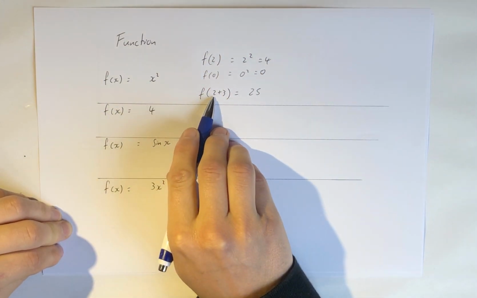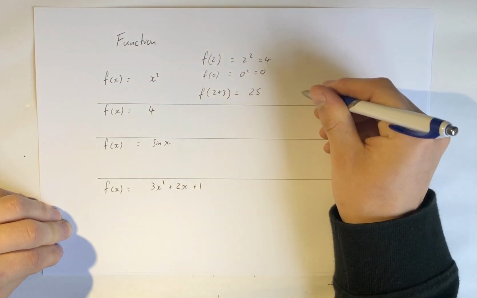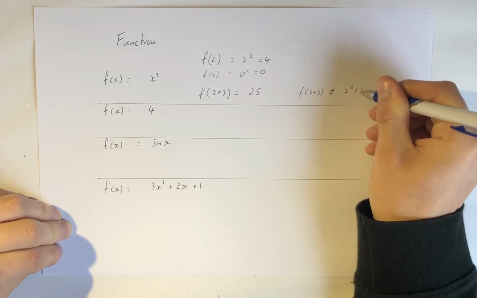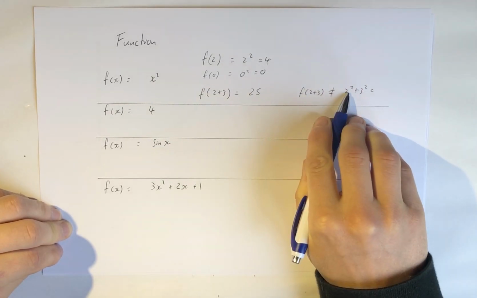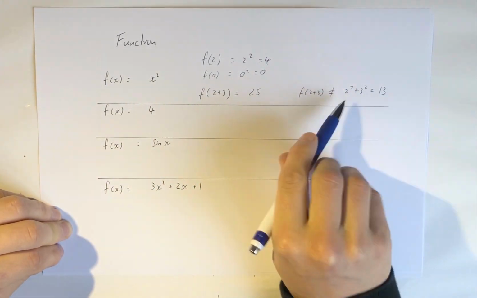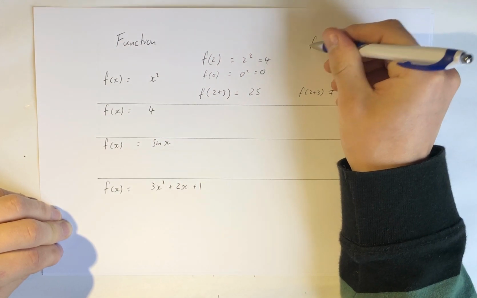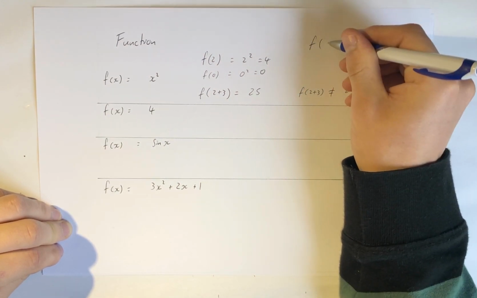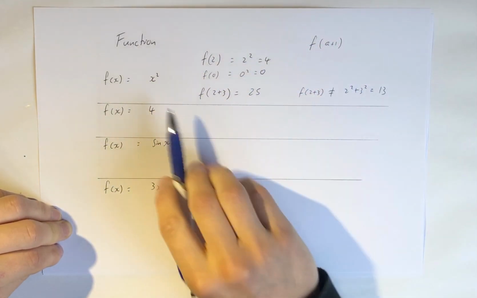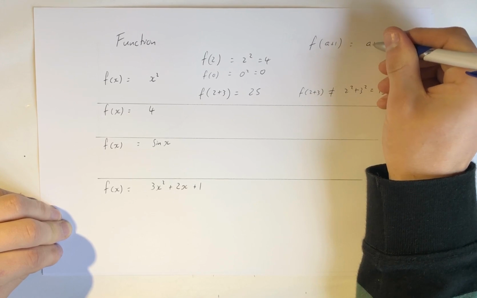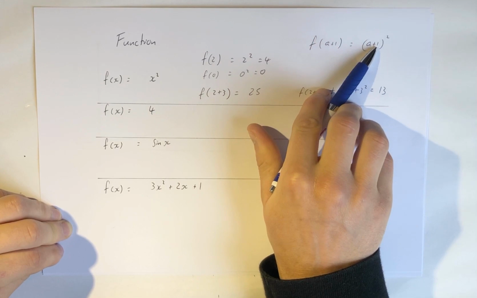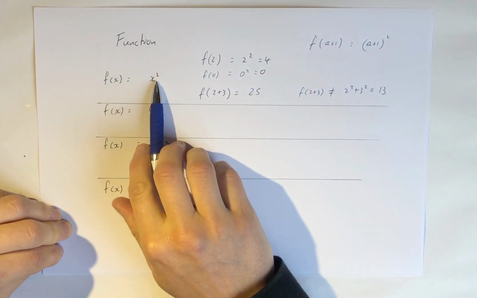So what doesn't happen is this: f of 2 plus 3 is not equal to 2 squared plus 3 squared, is it? Because that's 4 and 9, it's 13. So that's not true. So if I say give me f of, say, a plus 1, you can't just put a in, square it, and then add 1. This would actually be equal to a plus 1 squared. So the idea is whatever I put in, I have to put that in for the variable in the equation.